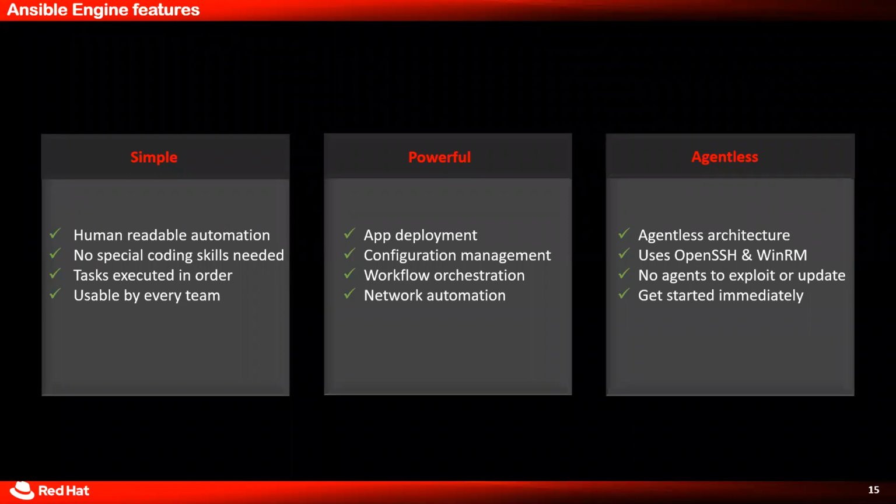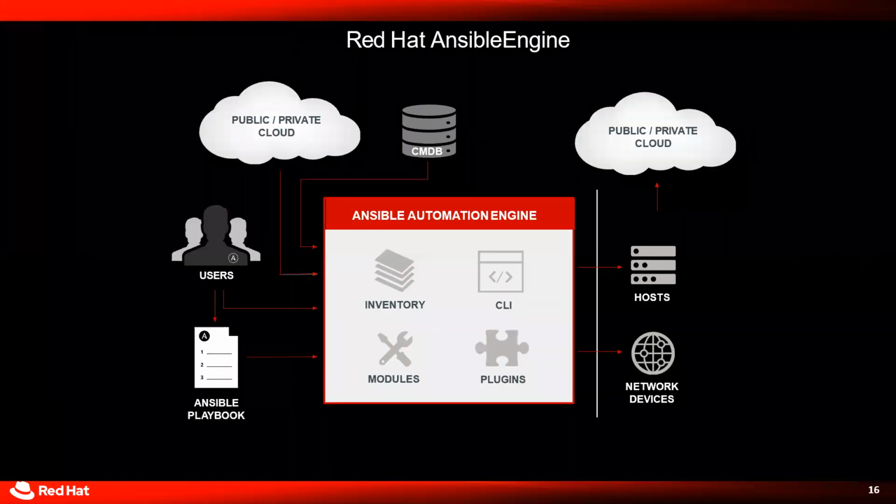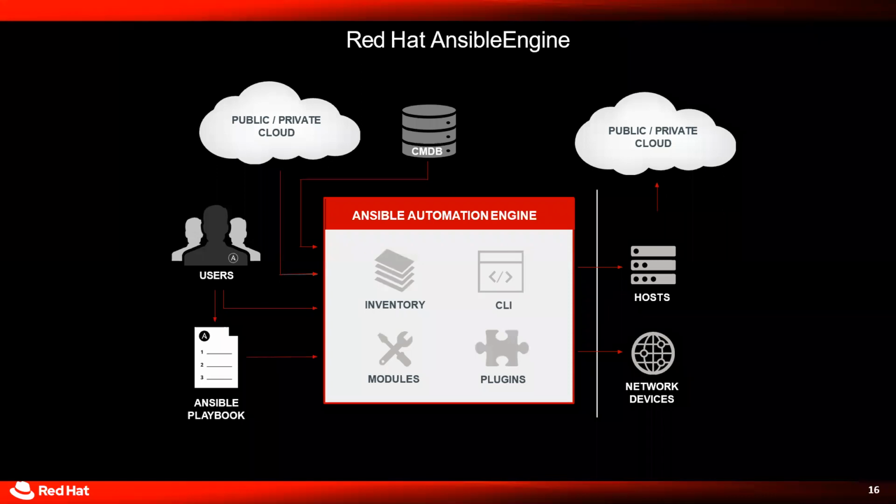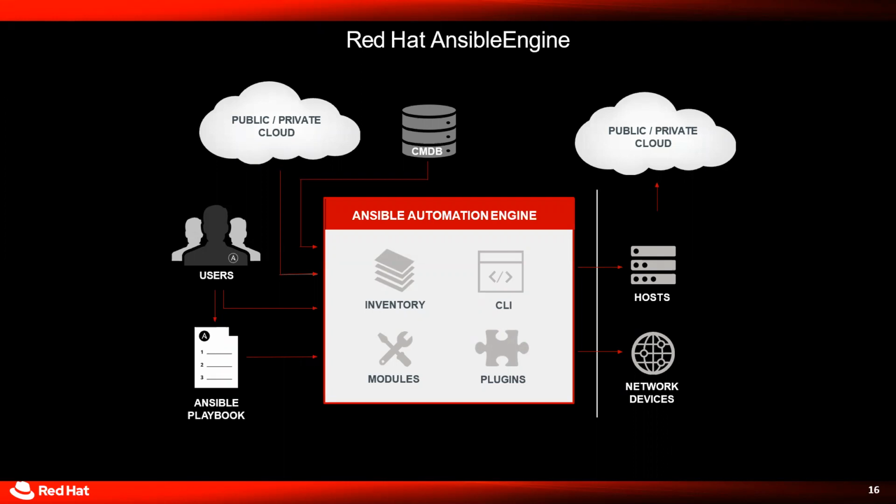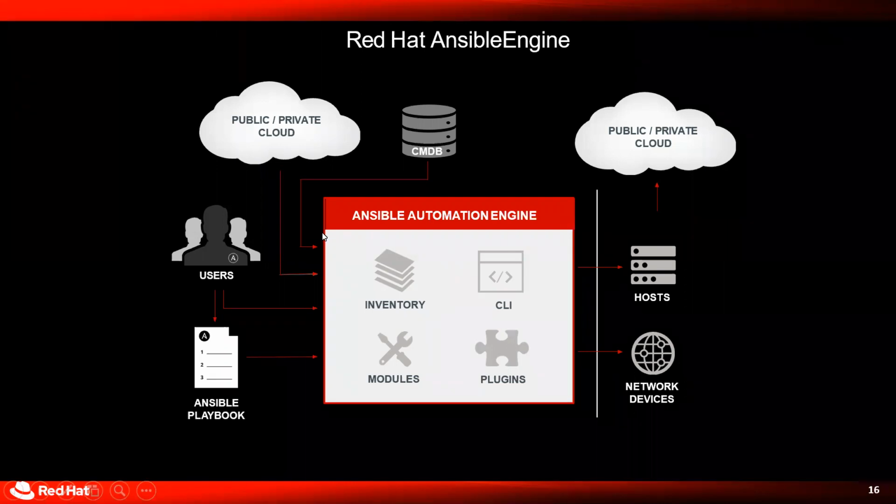Okay, so these are some of the key features of Ansible. Now let's talk about how Ansible engine works. Ansible engine, as I said, is nothing but writing a playbook and then running a playbook, and that playbook will talk to the respective hosts or devices and then perform the task. The key portion here is the box in red color, which plays a crucial role. That is the Ansible automation engine.